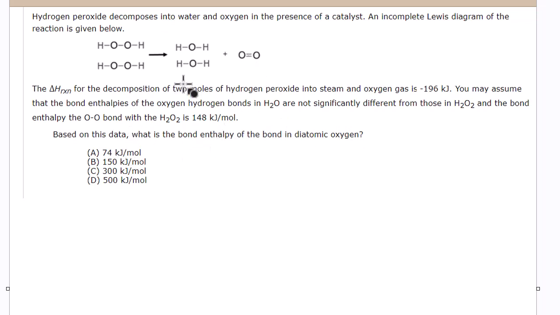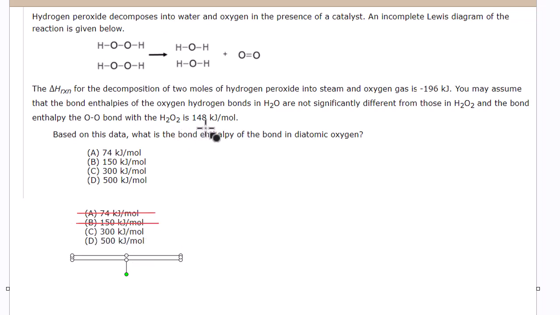Well, first of all, we can see the single bond is 148. This is a double bond, so it's going to be significantly more than that. So immediately you can get rid of 2 of these answers. We know that it's not going to be less than 148, and it's not even going to be close to 148. So now you're down to 2 possible choices. 300 kilojoules, about double this, and 500, a bit more than that. Now, which one is it? I don't know. You could guess, but we can solve this pretty quickly without having to guess.